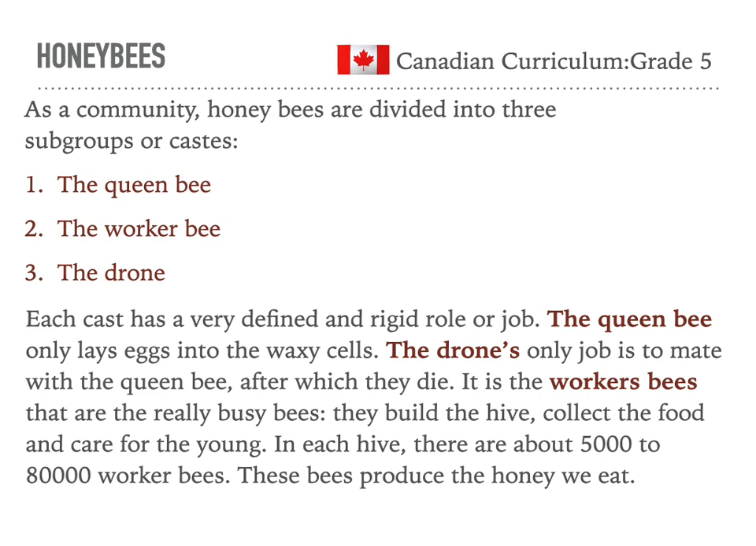It is the worker bees that are the really busy bees. They build the hive, collect the food and care for the young. In each hive, there are about 5,000 to 80,000 worker bees. These bees produce the honey we eat.